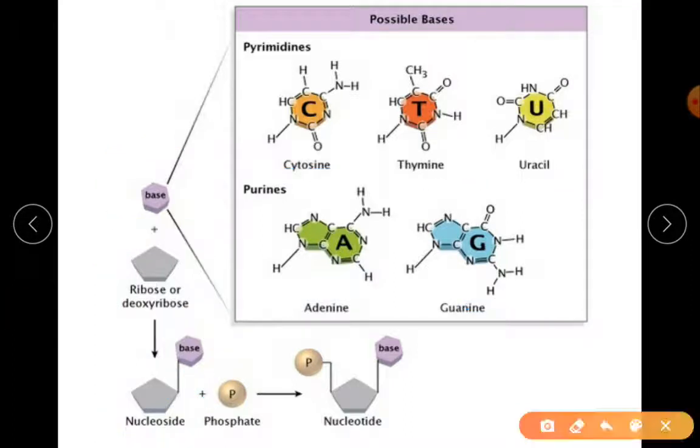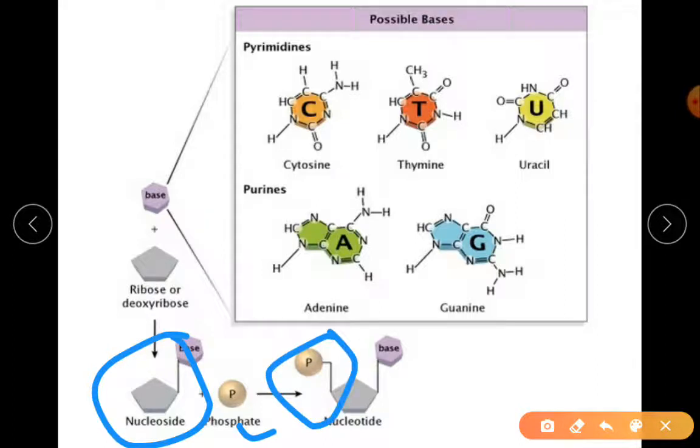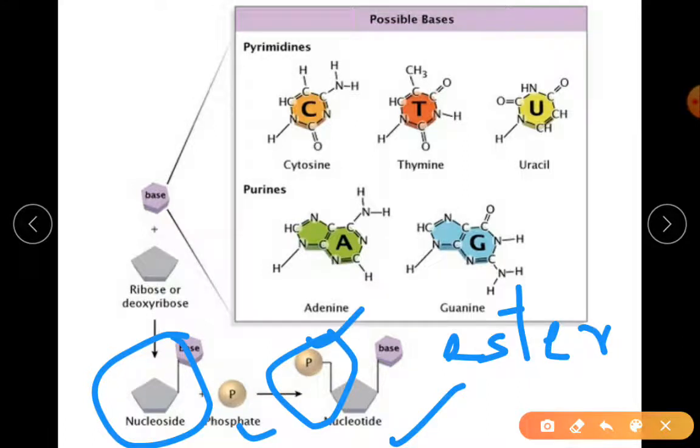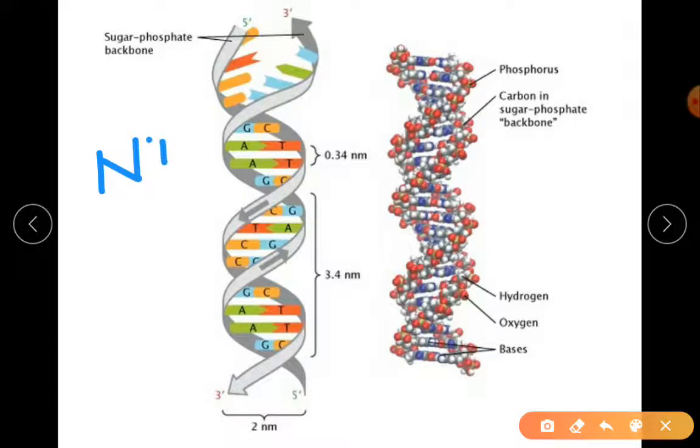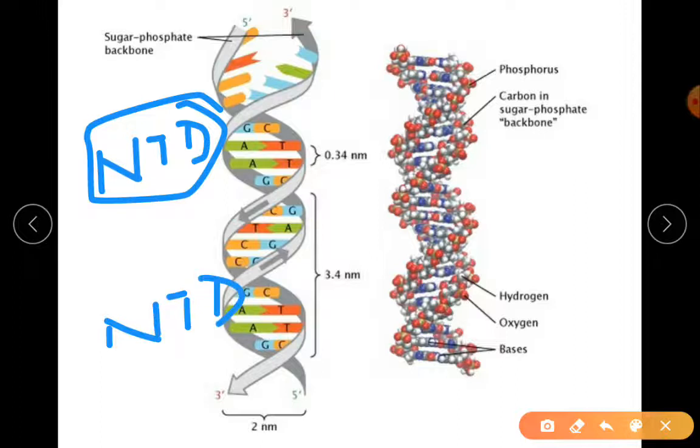When this nucleoside is bound with phosphate at the 5' end, that is your nucleotide. With the help of a phosphoester bond, we are saying phosphoester bond between the two nucleotides, I hope you remember. So there is your one nucleotide. I'm writing the short form. Next nucleotide. And between that, I hope you remember the bonding.